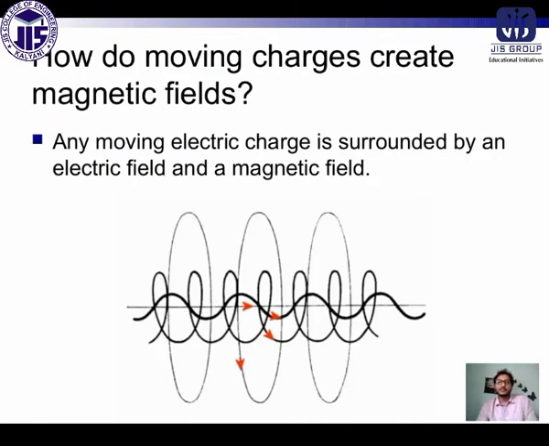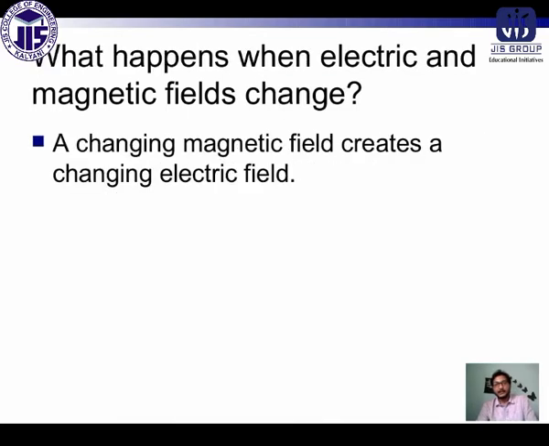And the next is, how do they move actually? Any moving electric charge is surrounded by an electric field and a magnetic field. A moving electric charge, that means we can say it's a current, it's electrons moving. And that flow of electrons we can consider as a current, and obviously it's surrounded by an electric field as well as a magnetic field. And the arrow symbols given there are the electric field and magnetic field separately.